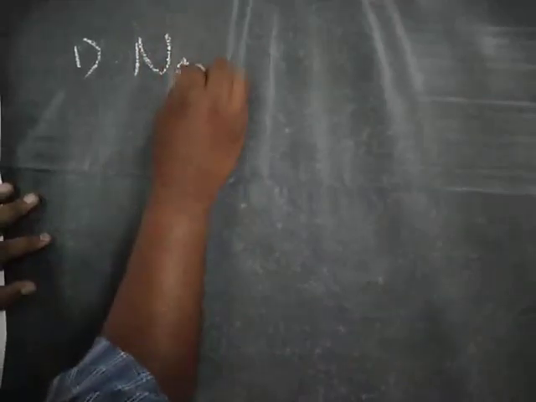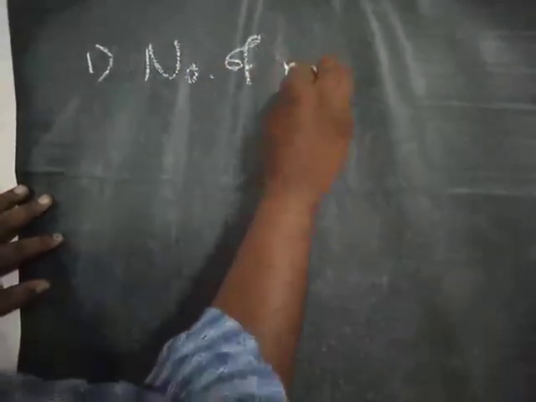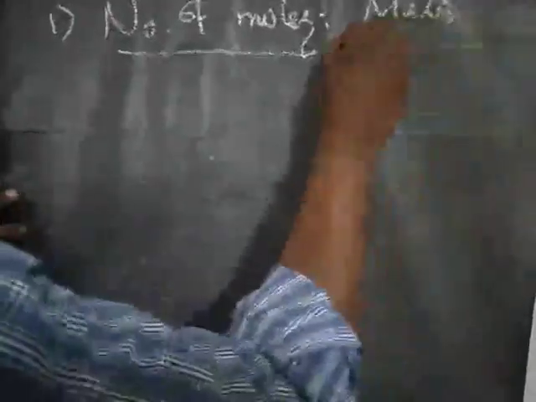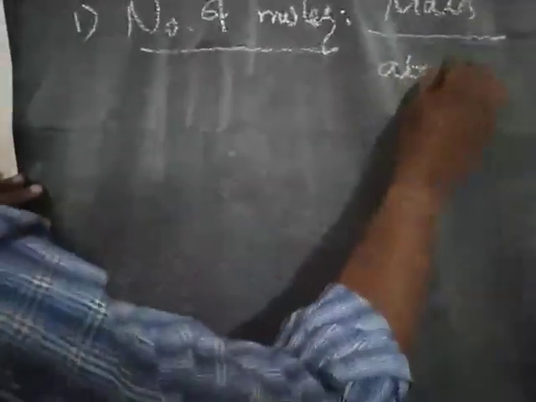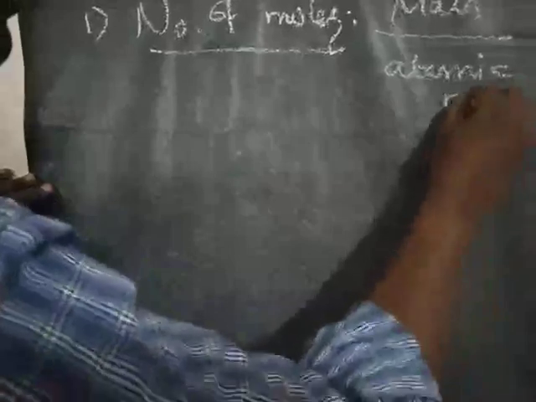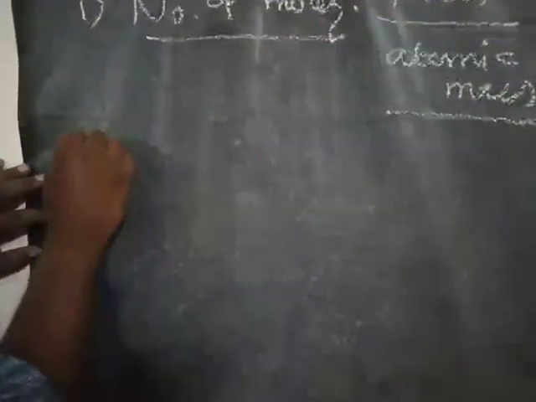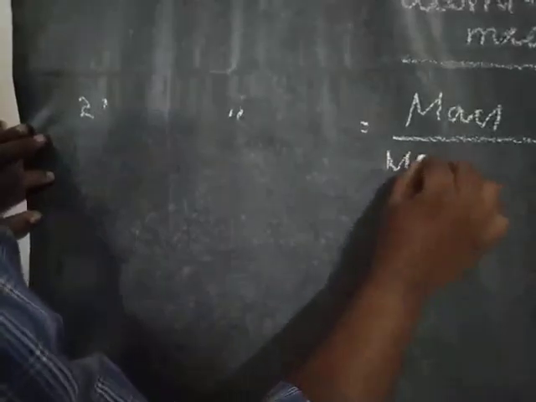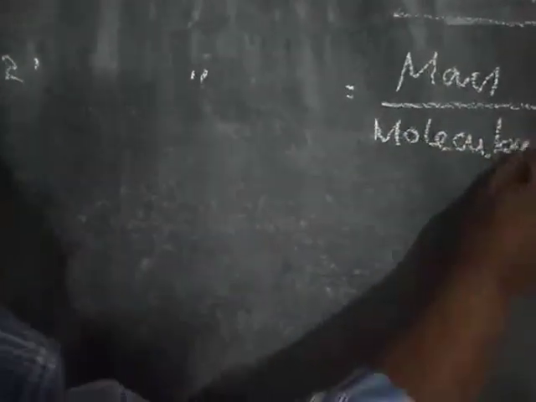First one, number of moles. First formula: mass divided by atomic mass. Atomic mass is nothing but the mass number. Second one, number of moles is equal to mass divided by molecular mass.